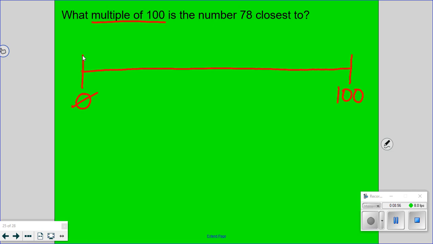Yes. Before we put 78 where it goes, we need a midway point. Put your midway point down. Carl, what is your midway point? 50. So now that we know that, where is 78 going to go?